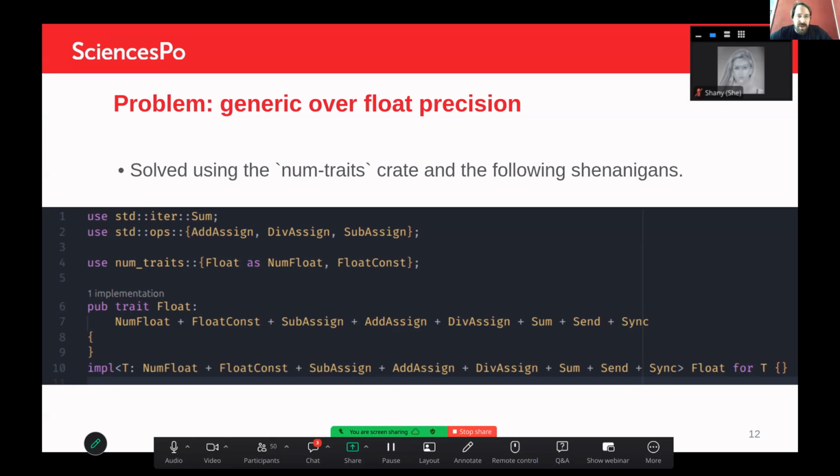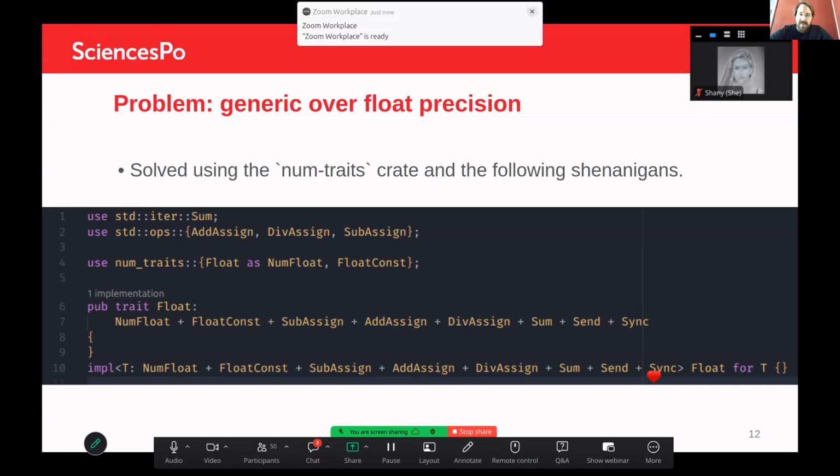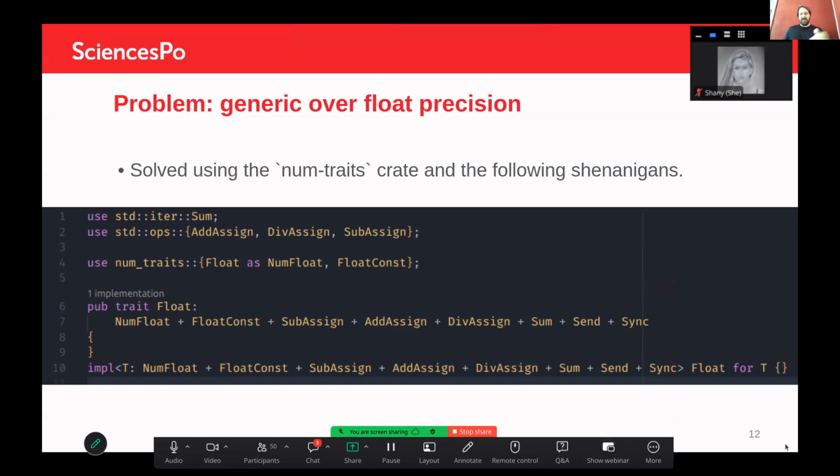So why not F8 or F16? So I solved this using the num-traits crate and the following trait-based shenanigan to make sure it works. So I guess it should be okay. If the F8 crate is implementing the num-traits traits, you should be able to run the algorithm using F8.